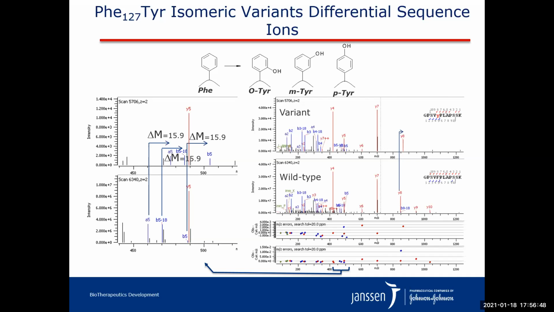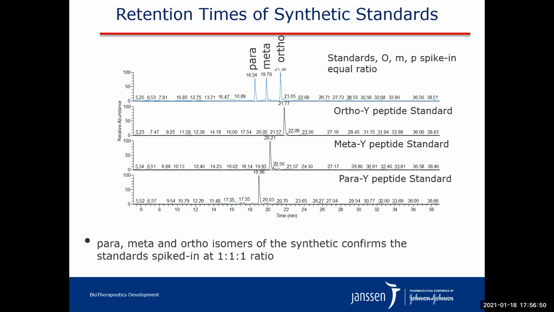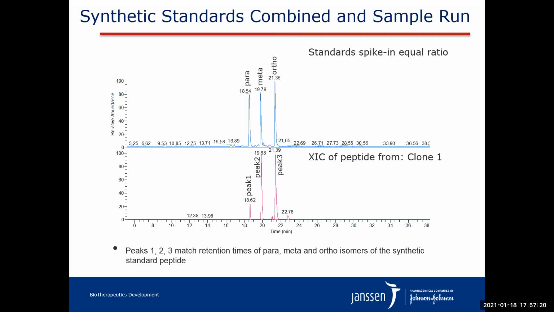To test this idea, we synthesized the variant peptide with all three isomers of tyrosine and performed a spiking experiment to compare with the original data. We confirmed each peak in the original data with the corresponding tyrosine, ortho, meta, and paratyrosine isomers by matching retention times as shown here. And what's shown on the top is an equimolar mixture of all three variants. The standards also correspond accurately to the peaks observed in the actual data as shown here.